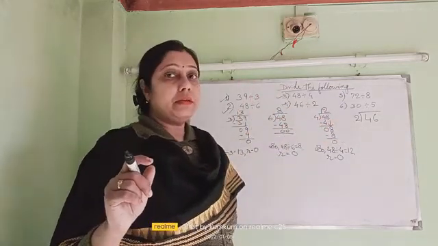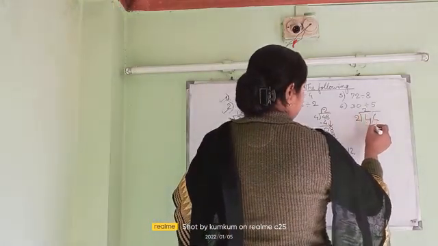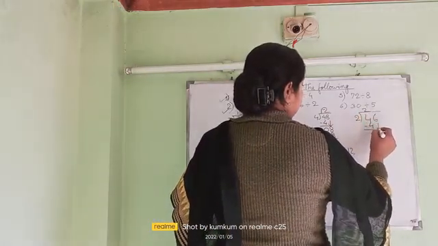So we read the table of 2. 2 ones are 2, 2 twos are 4. So I am going to write here 2 twos are 4 minus. Now I am bringing down here 6.